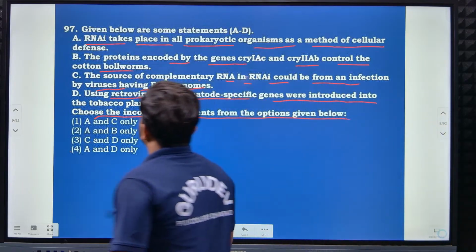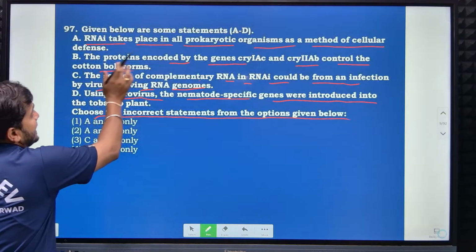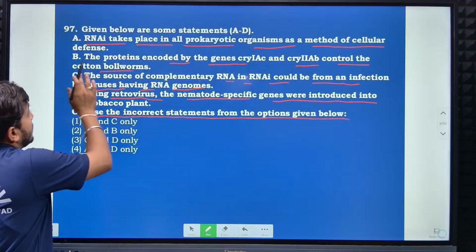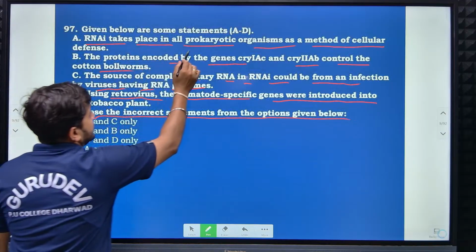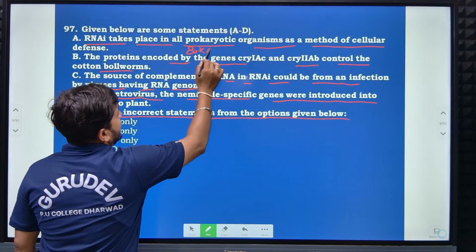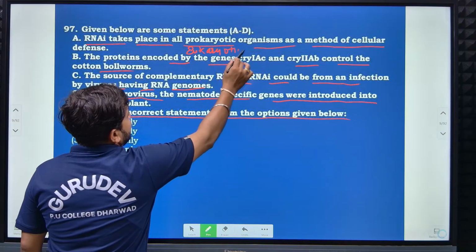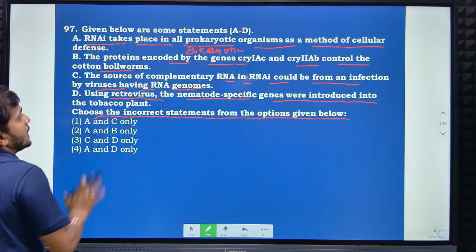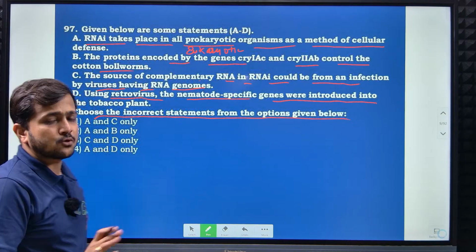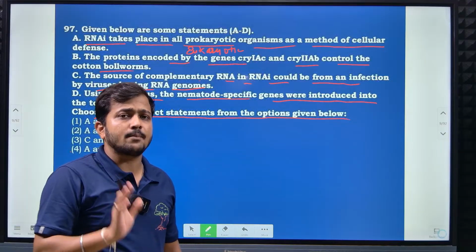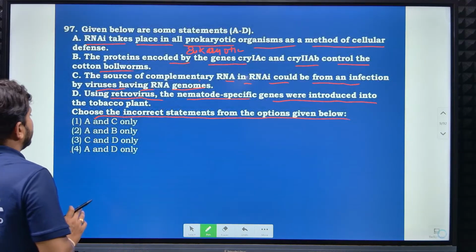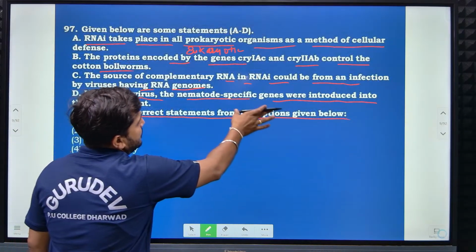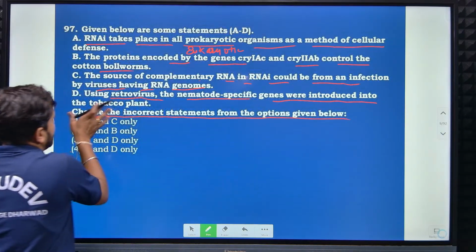So according to this, if you consider RNAi, it takes place in all prokaryotic organisms as a cellular defense? No, it takes place with respect to eukaryotic organisms, right? So that is the incorrect statement we have to find. That itself is known as cellular defense brought about by our cell itself, right? Then one more: using retrovirus, the nematode-specific gene was introduced into the tobacco plant.